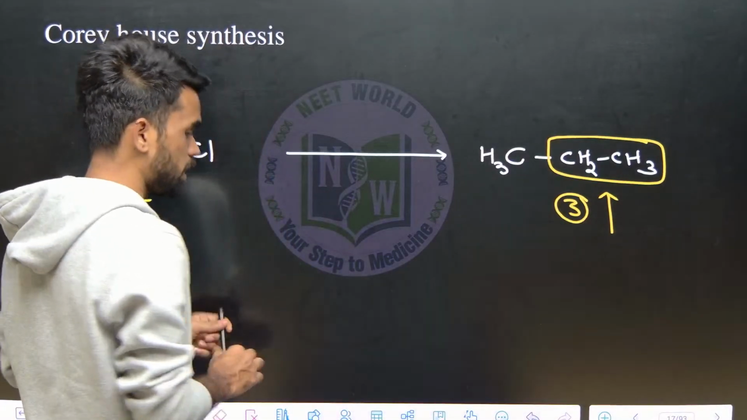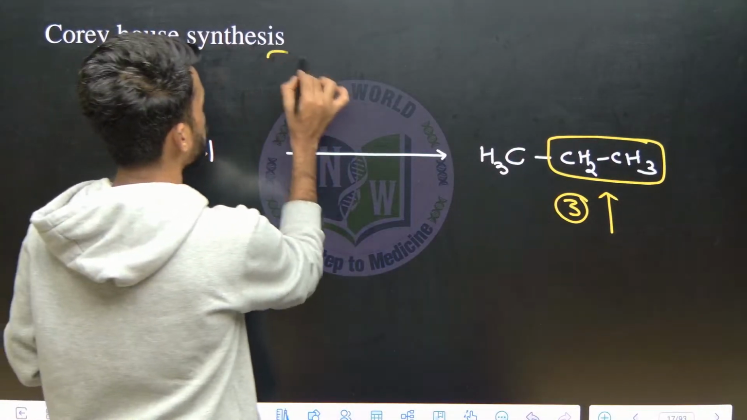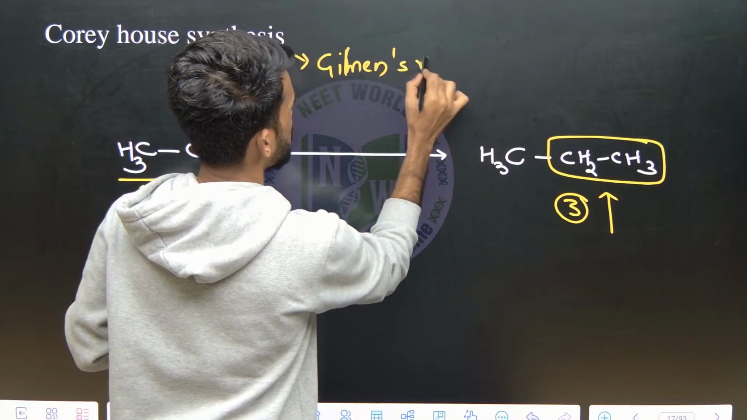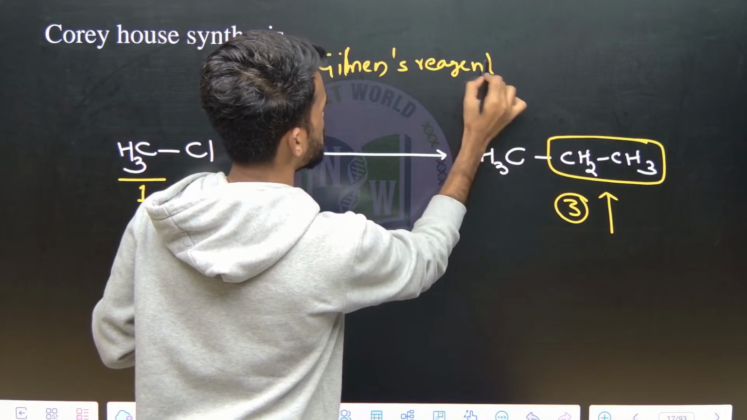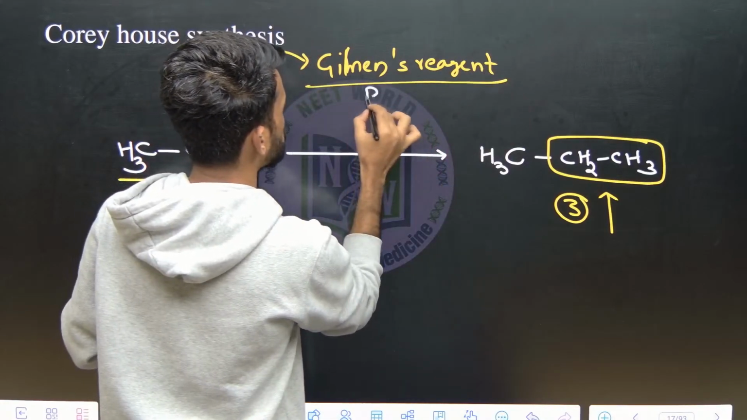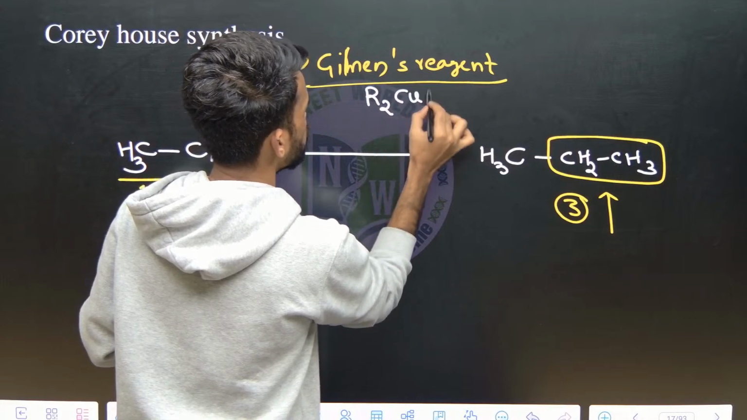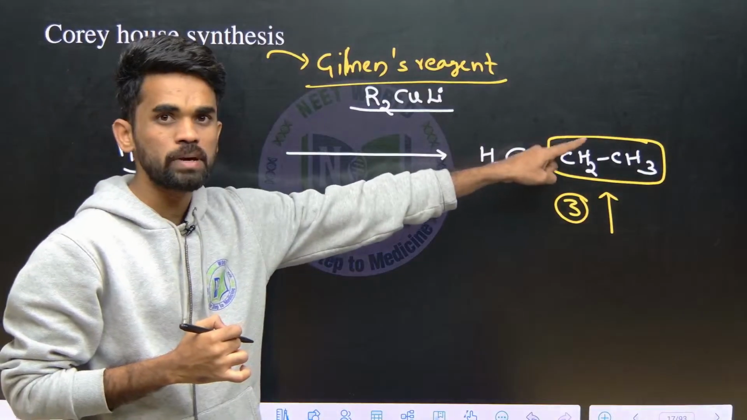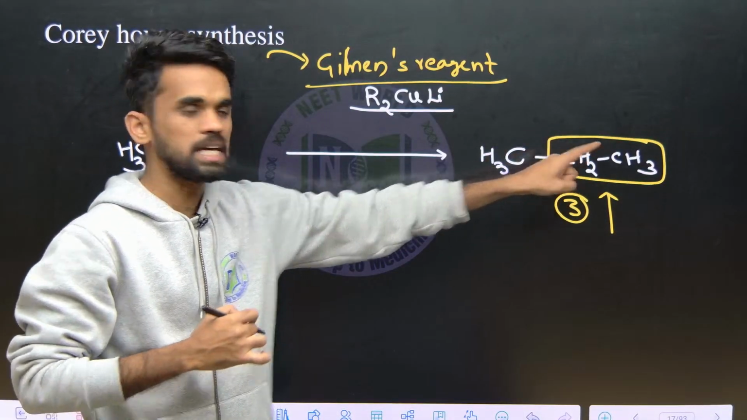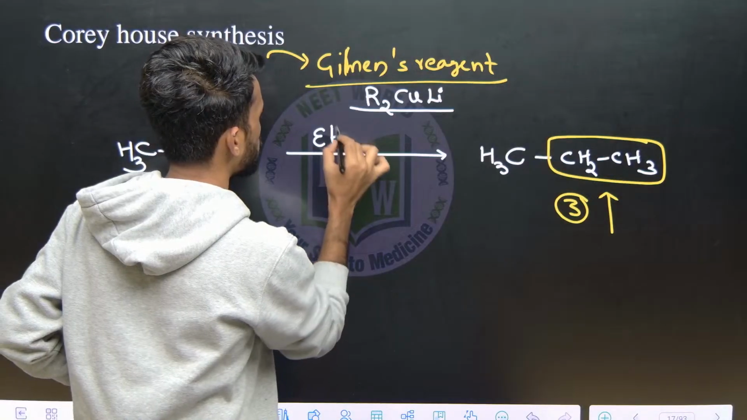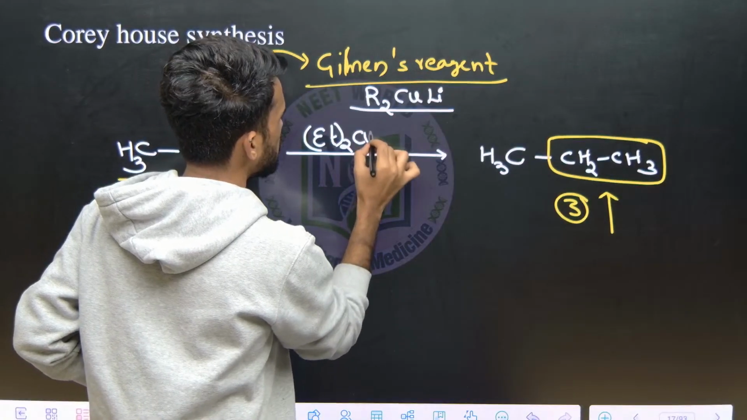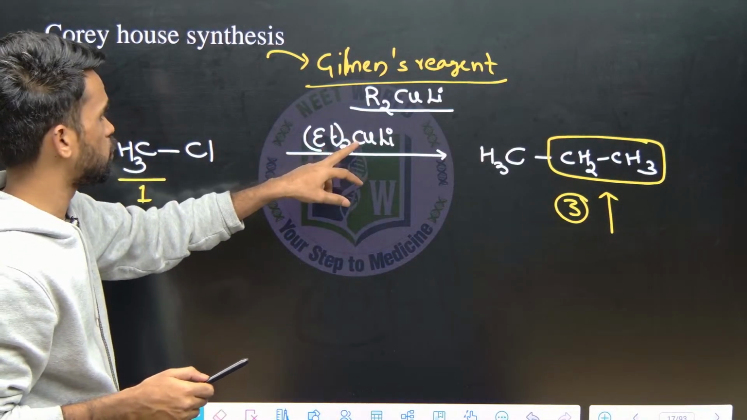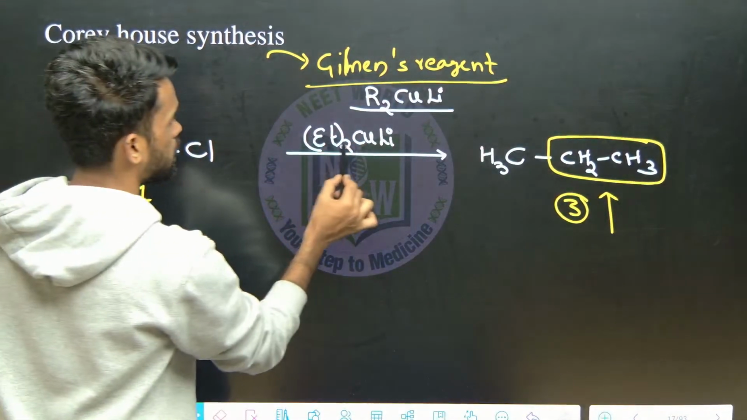So here we are using a reagent called Gilman's reagent. What is the formula of this Gilman's reagent? You can take 2 alkyl groups, dialkyl lithium cuprate. This is the Gilman's reagent. Now the alkyl group I require here is ethyl, so you can take diethyl lithium cuprate. If you treat this diethyl lithium cuprate with these, you know these are metals, right?